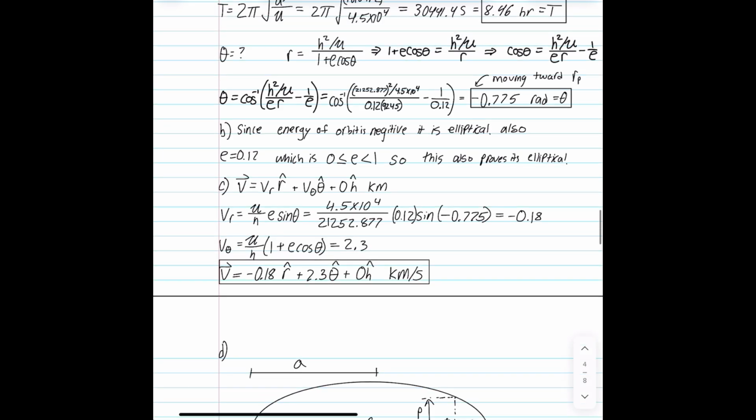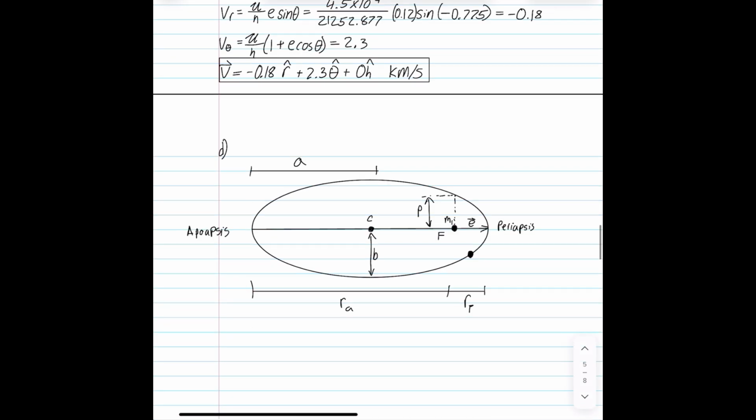Mass 1 is at the focus, and the satellite is at a negative angle, so we can see that it's approaching periapsis, very close to periapsis, with a v theta, which is positive, which makes sense, it's going up, and v_r, which is negative, which makes sense, that vector is pointing down.